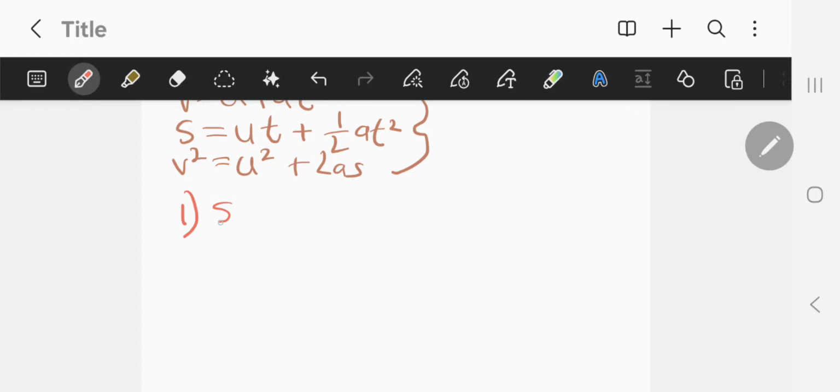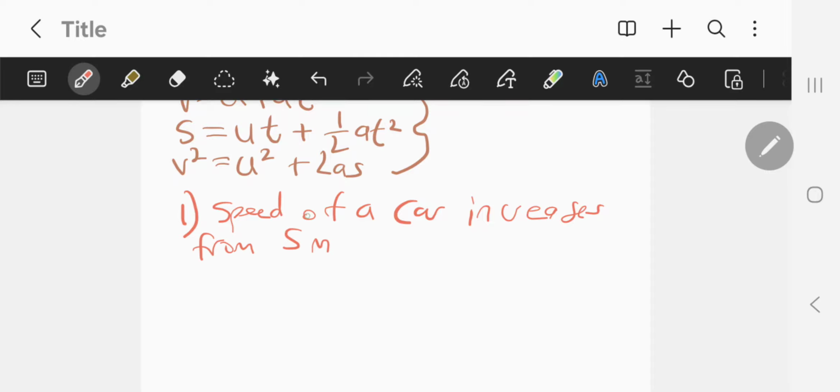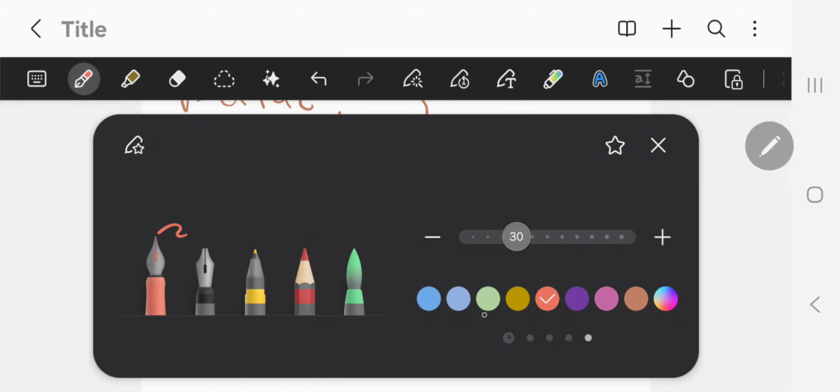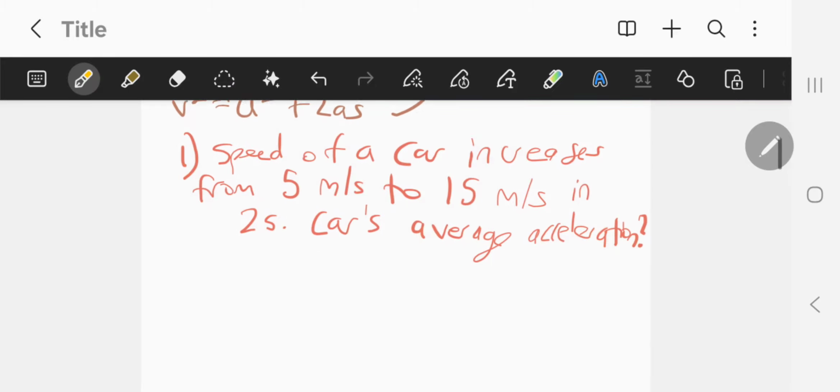Suppose, I'm going to keep this short, the speed of a car increases from 5 meters per second to 15 meters per second in 2 seconds. What's the car's average acceleration? So let's calculate this. Before we do that, I always say to my students, you always follow this recipe. You always begin with what you know. You never rush into solving.